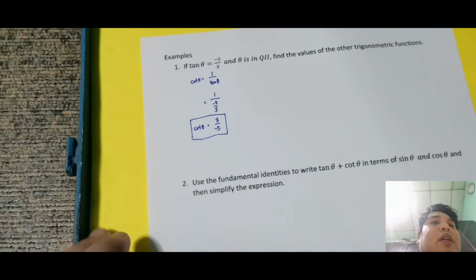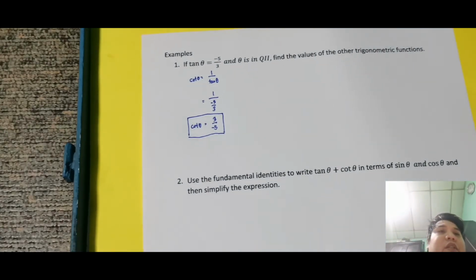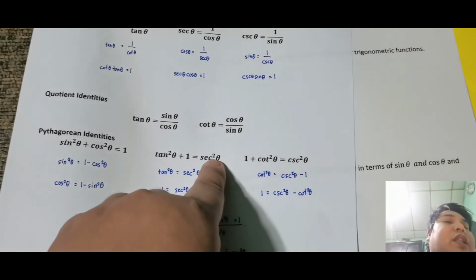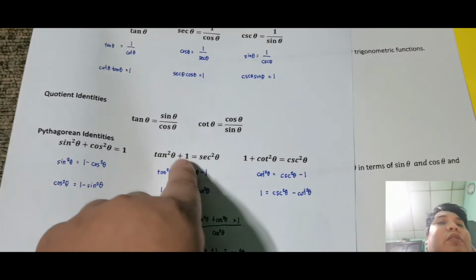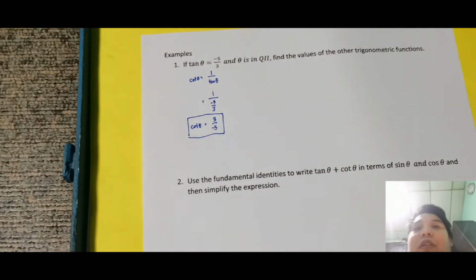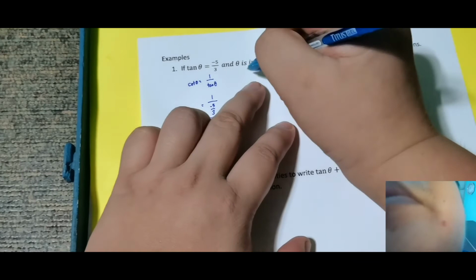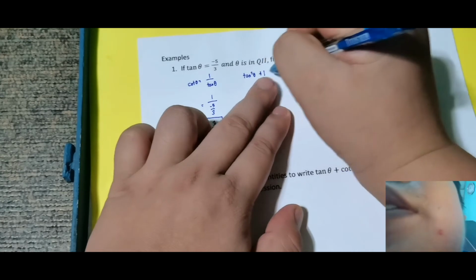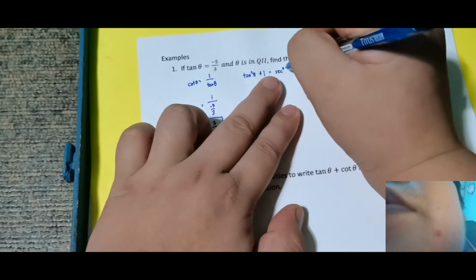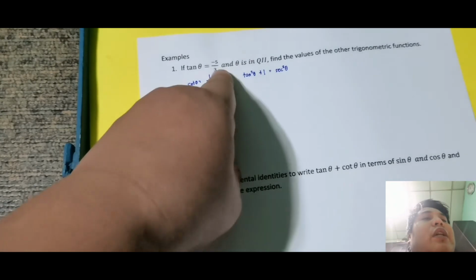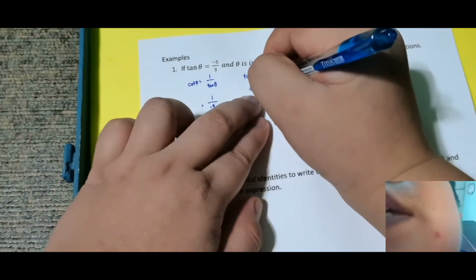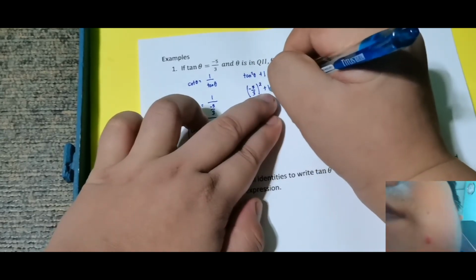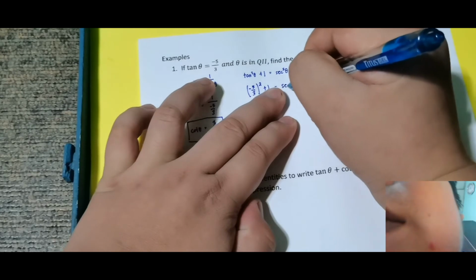Okay, next, alala nyo, si tangent may relation din siya kay secant. So sa secant daw, secant squared equivalent kay tangent squared plus 1. Okay, so pwede ko mahanap yung secant using yan. Okay, so sabi tangent squared theta plus 1 is equivalent kay secant squared theta. Note that tangent theta is negative 5 over 3. So this is negative 5 over 3 raised sa 2. So wag kalimutan yan. Then plus 1 equal to secant squared theta.